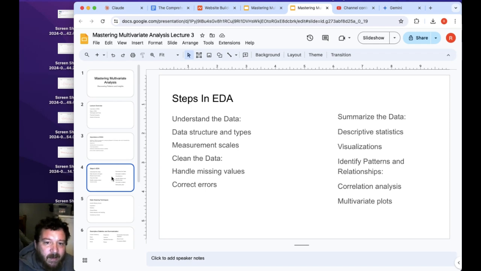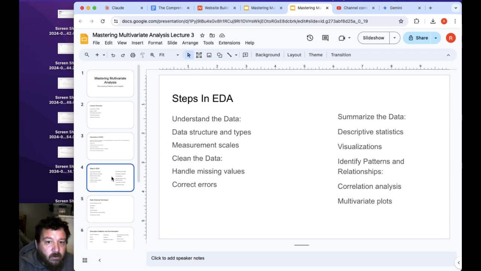So what are the steps within EDA? The first step within EDA is to understand our data. Then we want to clean our data. Then we want to summarize the data. And then lastly, we want to identify patterns and relationships that emerge from that summarization.